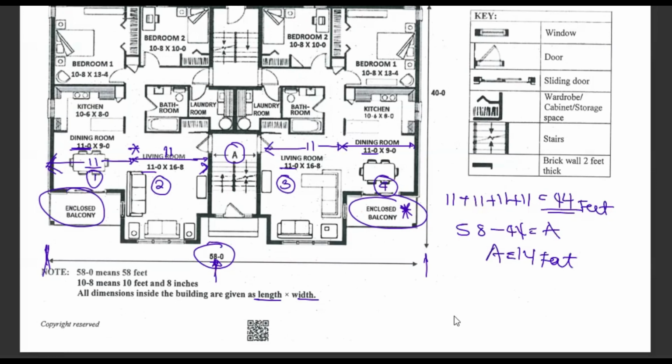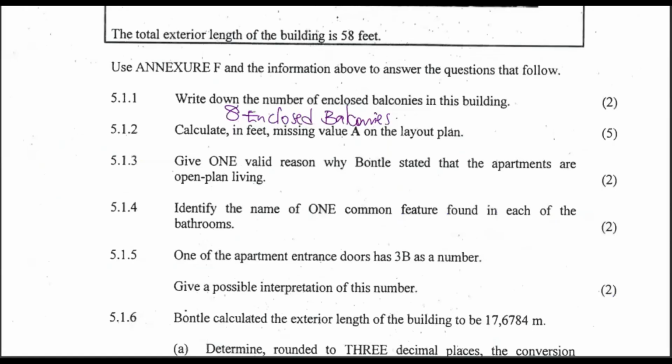14 feet. This is how we looked at it. We're saying the missing value of A equals 58 minus 4 times 11. Why are we taking 11? Because 11 is the length. So here we ended up having the answer 14 feet.